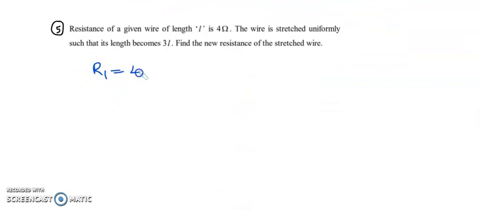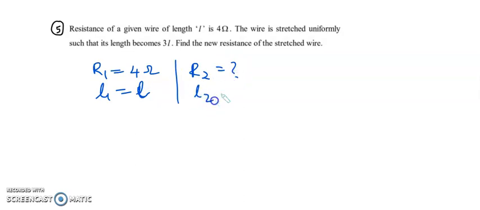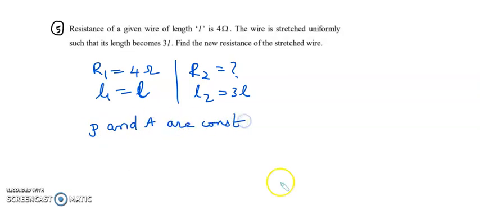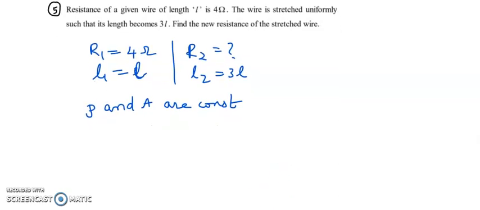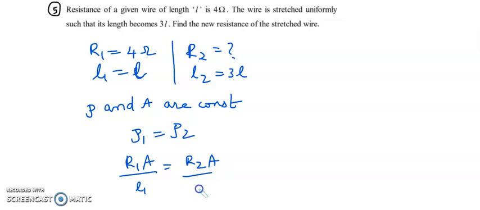Next, similar type. Resistance R1 is 4 ohm. Length is L. The new resistance is what we have to find when the length L2 is 3L. Again, rho and area of cross-section are constant. The change is done in such a way that they are constant. So can we say rho 1 is equal to rho 2, which is R1A by L1 is equal to R2A by L2. So A gets cancelled off.